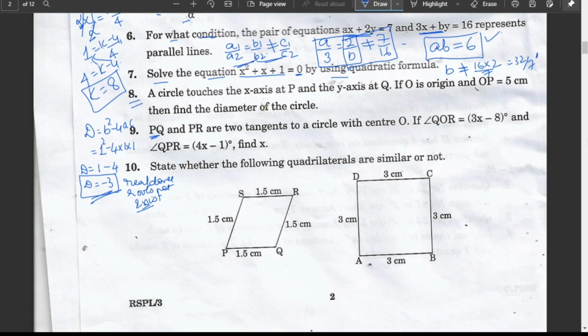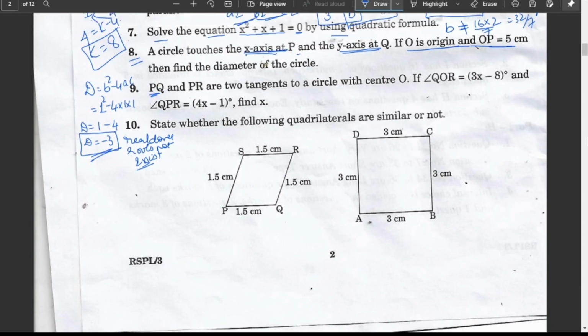And then next question, eighth question. A circle touches the x-axis at P and y-axis at Q. If O is the origin and OP is 5 cm. So you might take a little bit of time to go through this question and analyze what exactly it means.